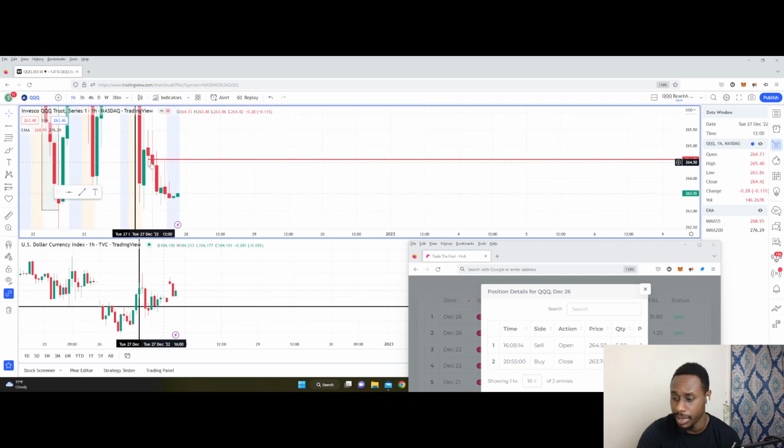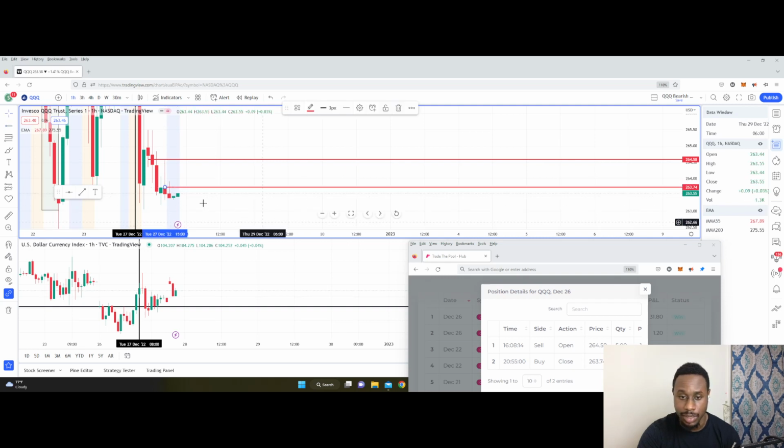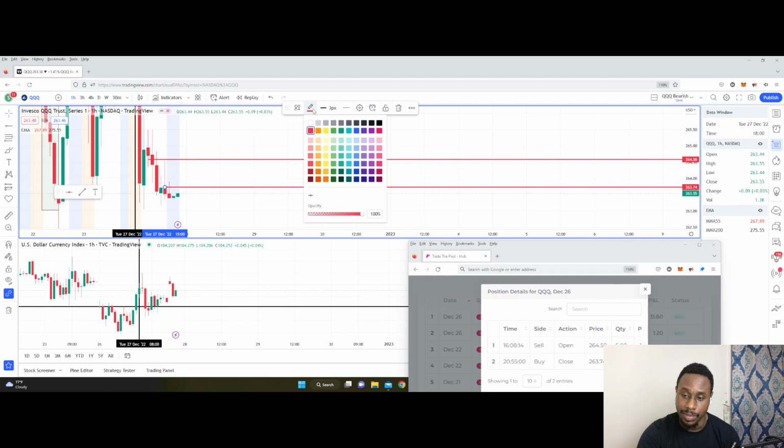26458. So that's where I entered. And then I basically got closed out at the end of the market around, what's this, 3:55. So look for the 3 o'clock candle here. 26374. So this is where I basically got cancelled out of the trade at the end of the day.